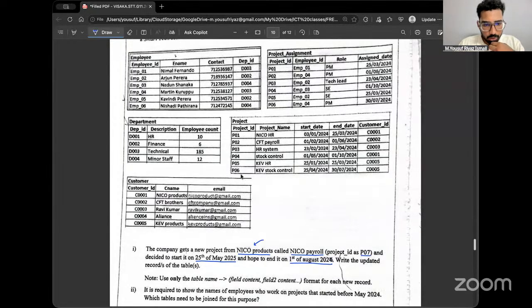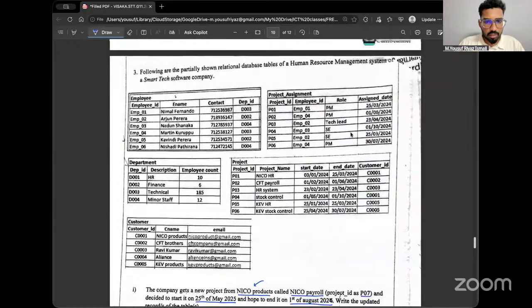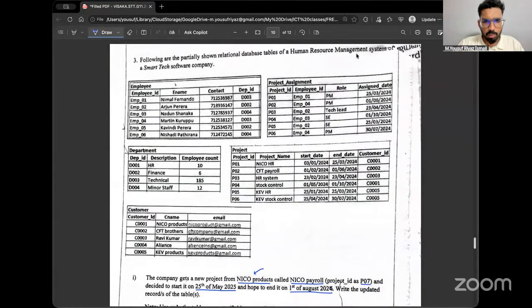In the project table, you can see there are multiple projects we have started, and there is a name for every project. Every project has a start date and an end date, and we have the customer from whom we got that project. So this is something about a human resource management system. You can see here we have multiple projects, and we also have something called customer ID, which tells us under which customer a project is coming.